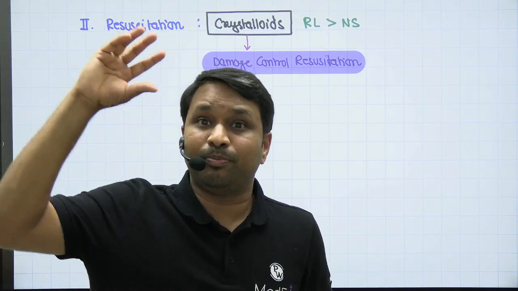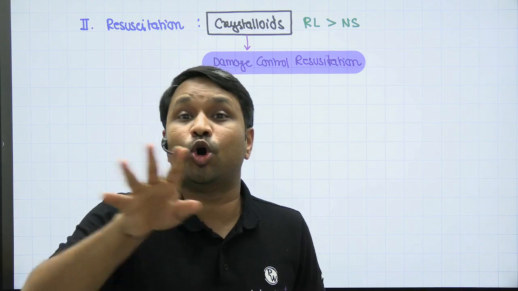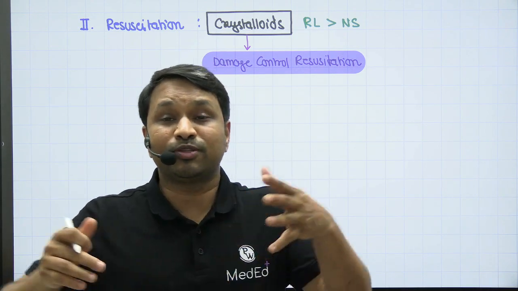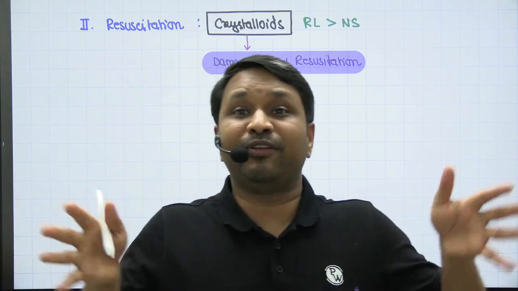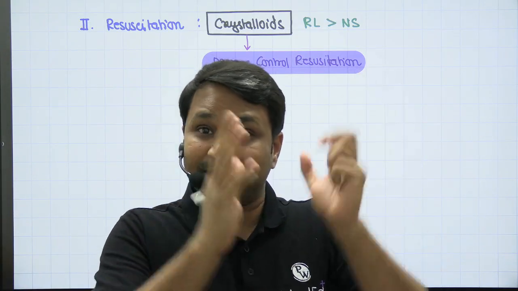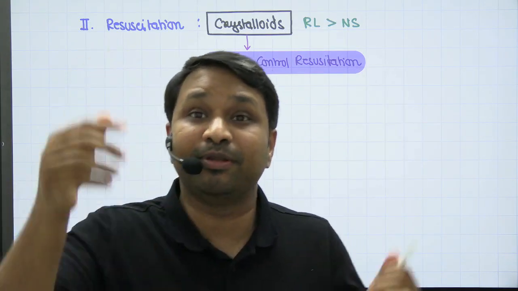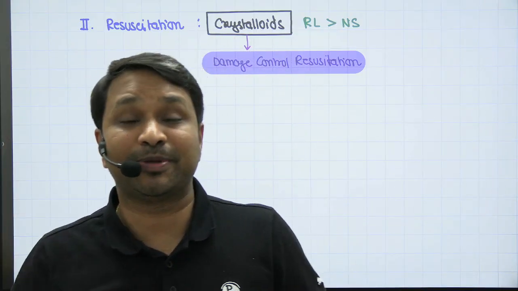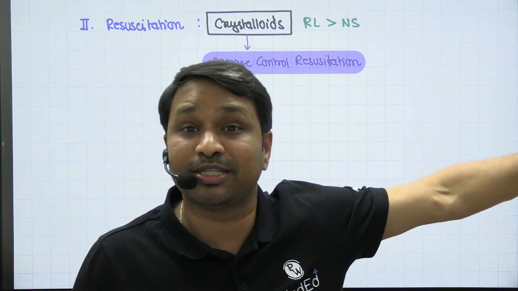Because of the volume, the pressure will be maintained, and because of the pressure, the organs will be able to perfuse. Because for blood to reach every nook and corner of the body, it requires pressure. The pressure is created obviously by the heart contraction, and at the same time by the volume of the content that is present, because heart contraction also depends upon the circulating volume.